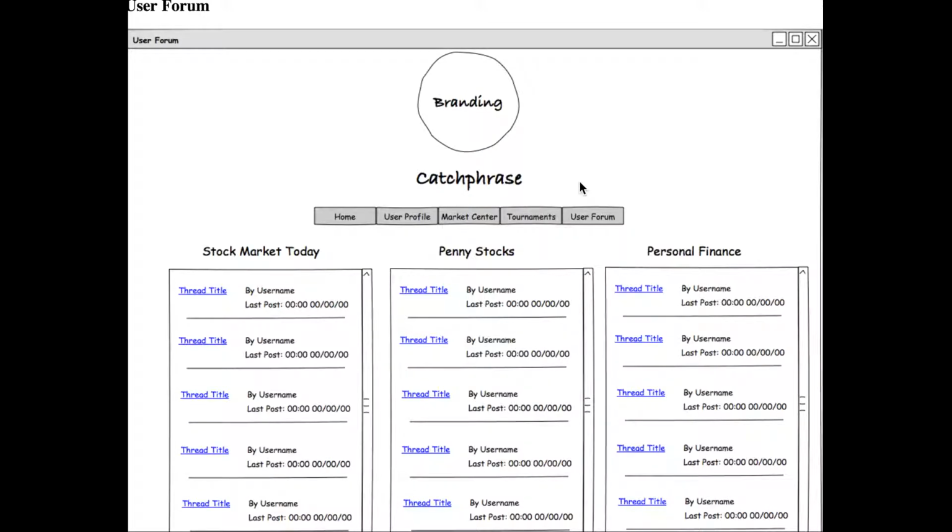At the user forum, users will be able to talk about stock market topics such as the stock market today, penny stocks, and personal finance. They will be able to create new threads as well as view threads that have already been posted by other users.